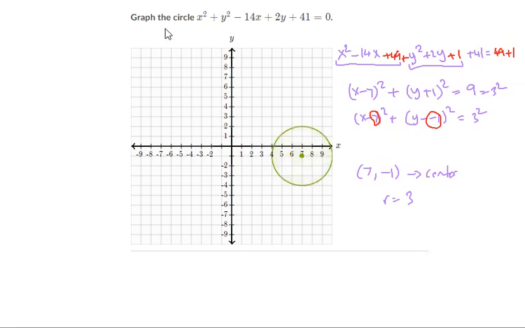So this is how you graph it. If you are given the expanded form of the equation, using the complete the square steps, you just find the center and the radius. So I hope that was clear.